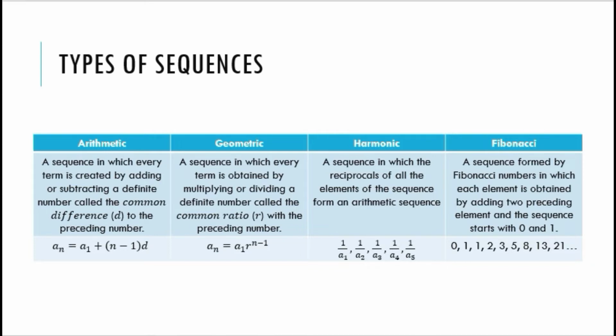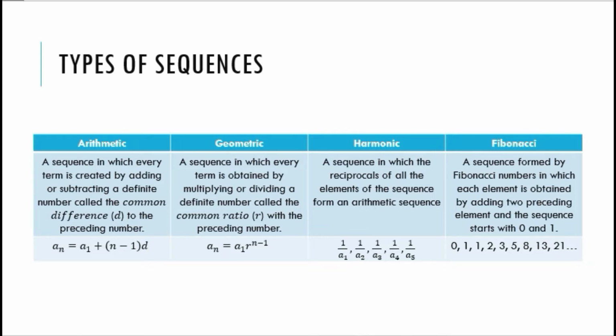A sequence in which every term is created by adding or subtracting a definitive number called the common difference to the preceding number is called an arithmetic sequence. So as an example of an arithmetic sequence, we have 1, 2, 3, 4.